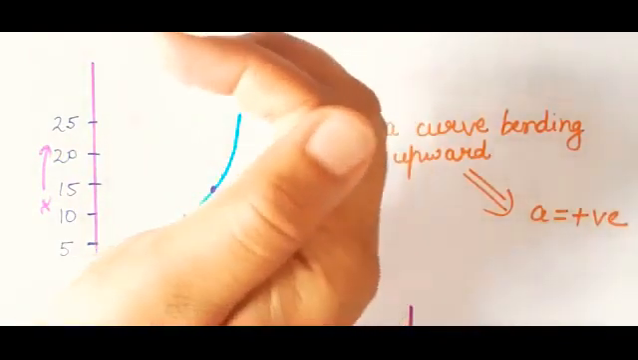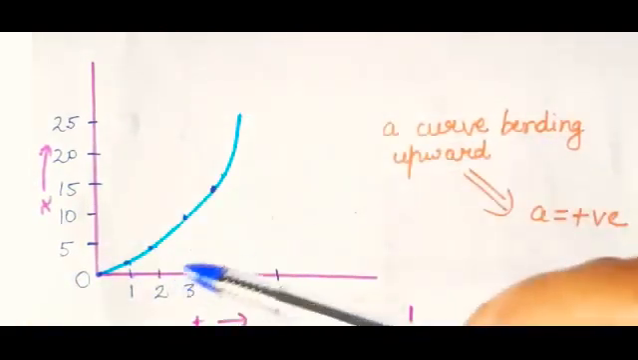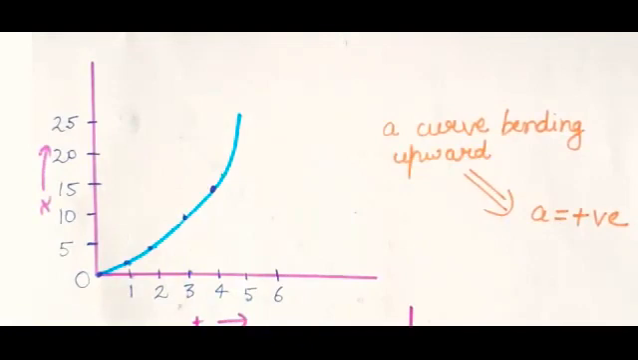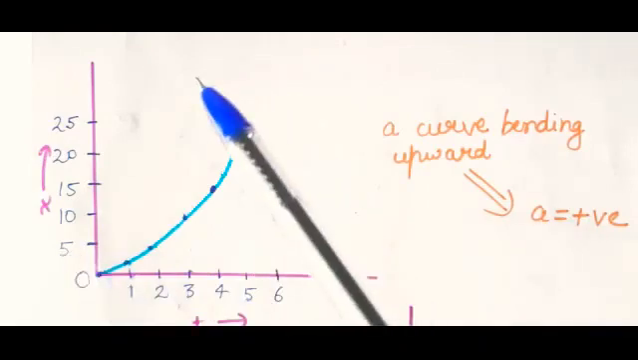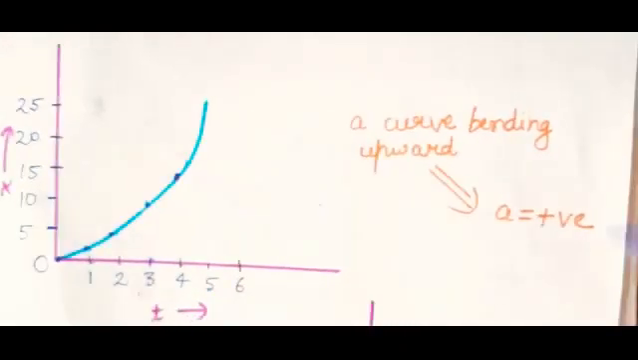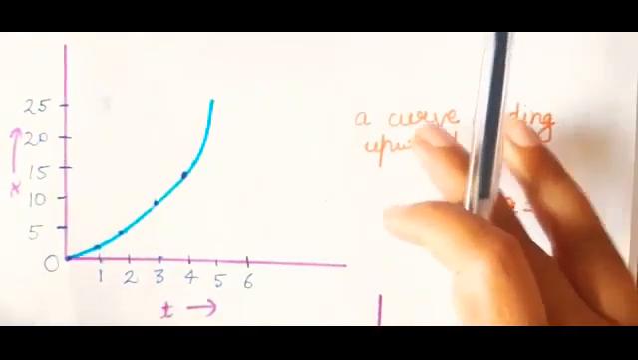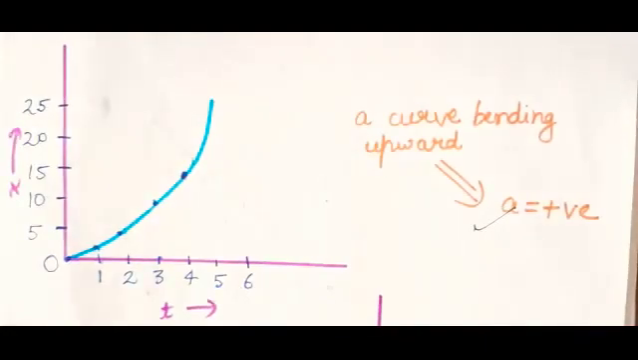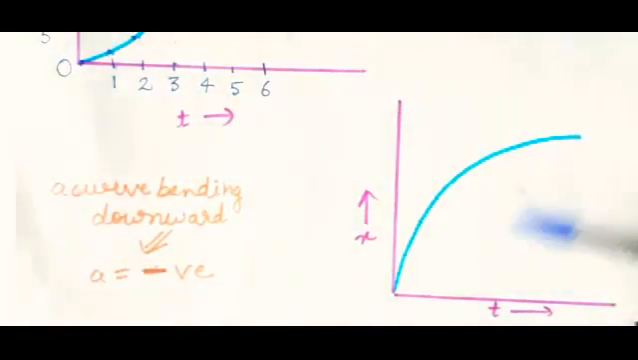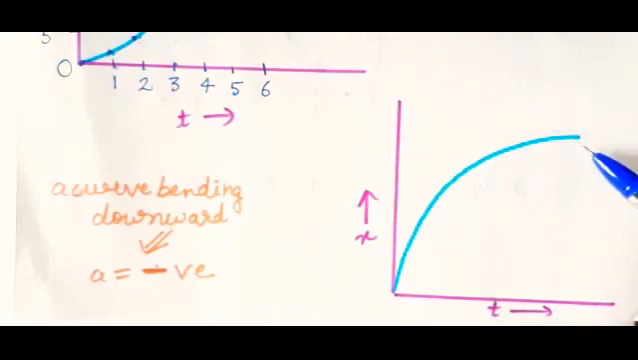There is a curve which bends upward. So when there is a curve bending upward, it means acceleration is positive. Now if this curve is bending downward, it means acceleration is negative. You can see from the graph also. This curve is bending in the downward direction, so in this case the acceleration is negative.